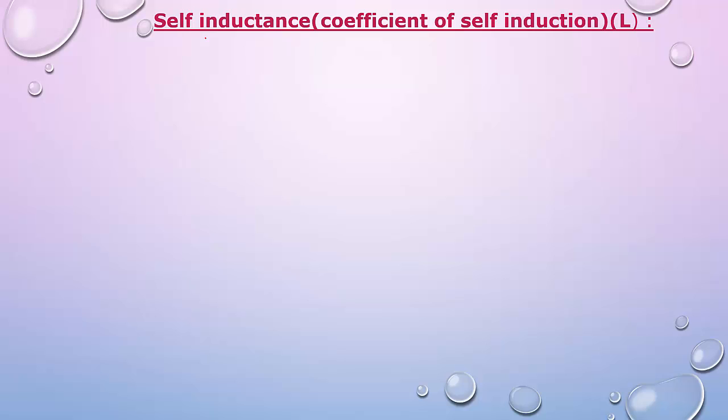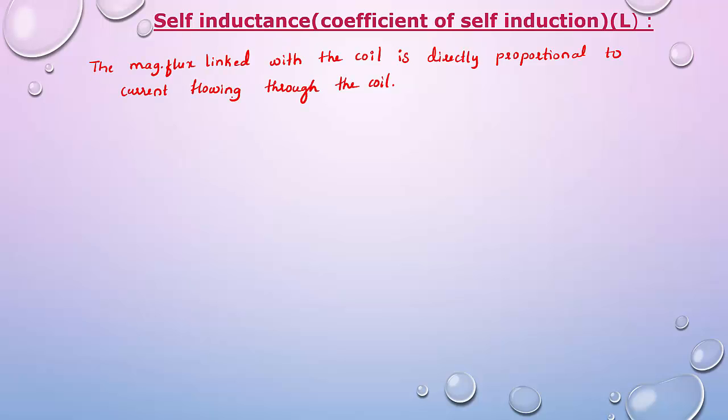L indicates self-inductance, or we can also call it the coefficient of self-inductance. Now see here, I am going to consider the magnetic flux linked with the coil. It is directly proportional to the current flowing through the coil. When current is flowing through the coil, the current is surrounded by magnetic flux. Current increases, magnetic flux also increases. Current decreases, magnetic flux also decreases. That's why magnetic flux linked with the coil is directly proportional to the current flowing through the coil.